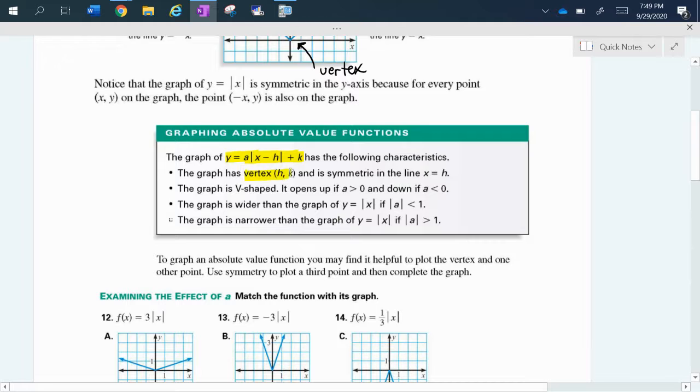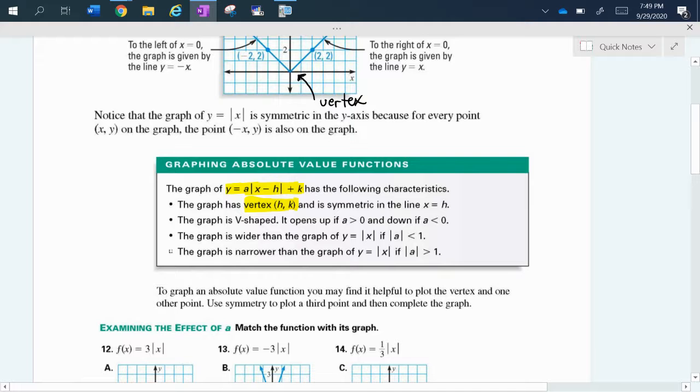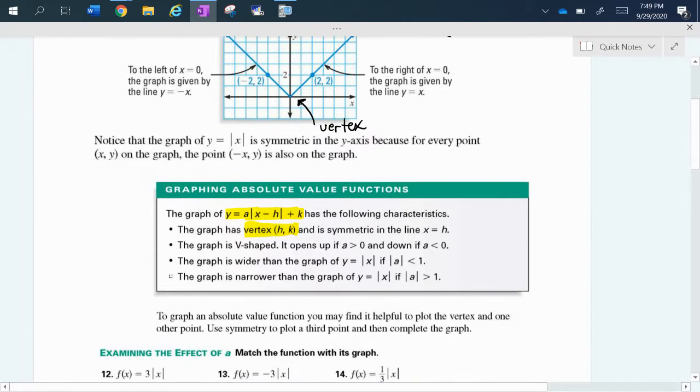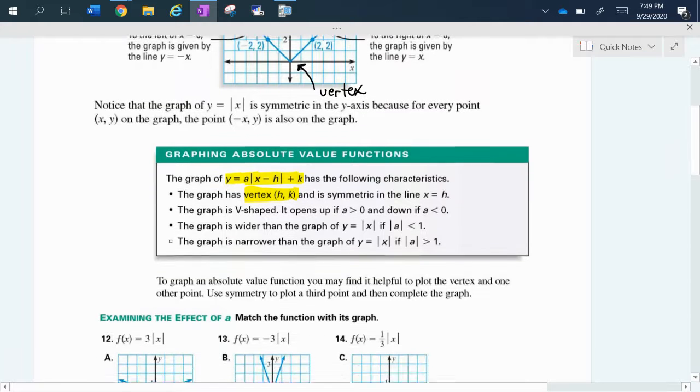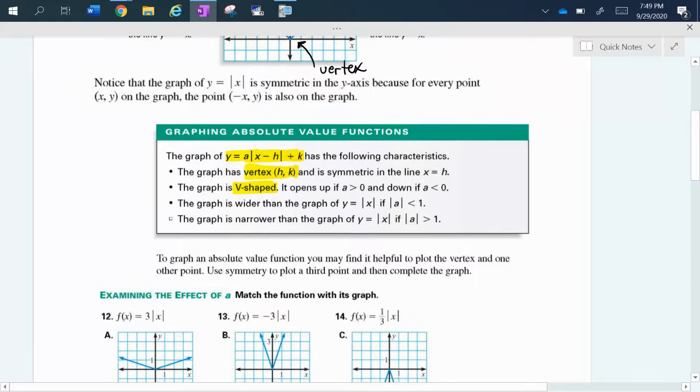So the vertex, for y is equal to the absolute value of x, is at the origin. But if we translate the graph right or left, then the x-coordinate of our vertex becomes h. And if we translate it up or down, the y-coordinate becomes our k. So the graph of an absolute value function is always v-shaped. And the v opens up if a is positive and opens down if a is negative.